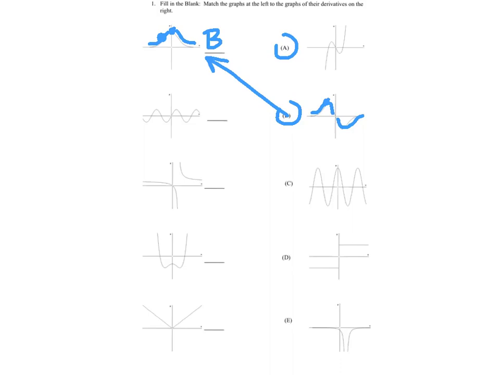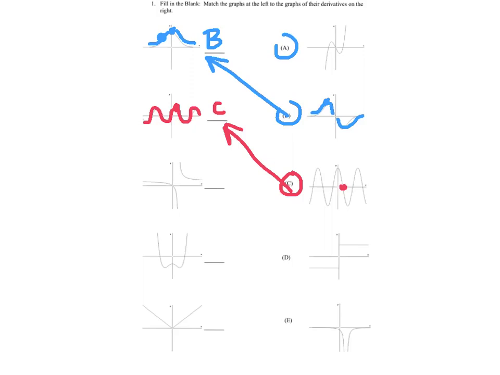Let's see, what else jumps out at me as being fairly easy? Of course, we've got one here that's oscillating, so you expect its derivative to also oscillate. Right here where we've got a horizontal tangent line, that corresponds to a root, and so forth. So I think that was a fairly easy matchup right there.